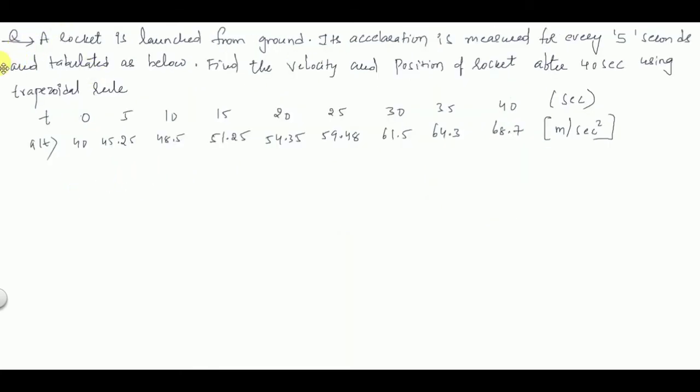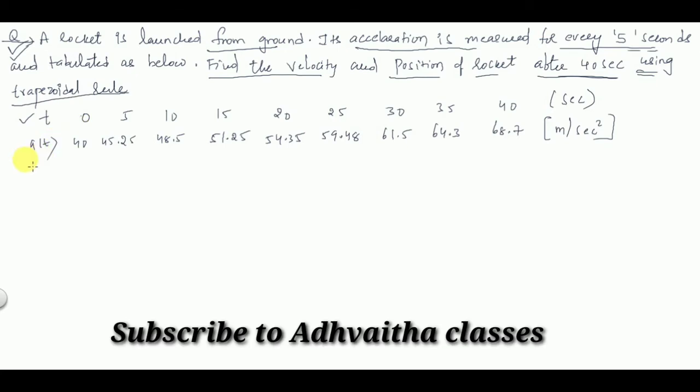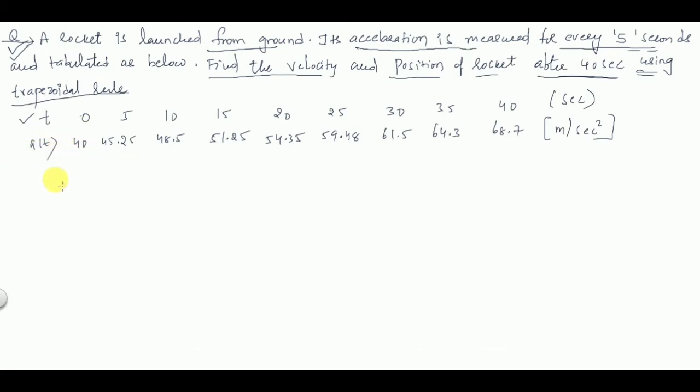So next we'll see one more problem on this. One more practical problem. A rocket is launched from ground and its acceleration is measured for every 5 seconds and is tabulated as below, like this. You are asked to find the velocity and the position of the rocket after 40 seconds, using the trapezoidal rule.